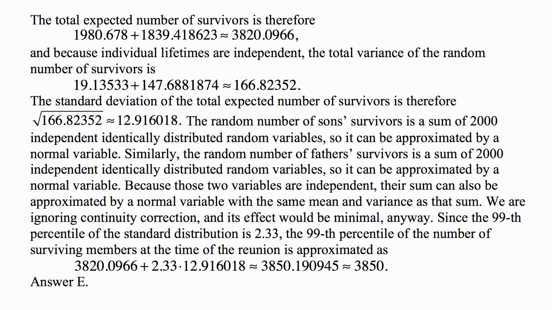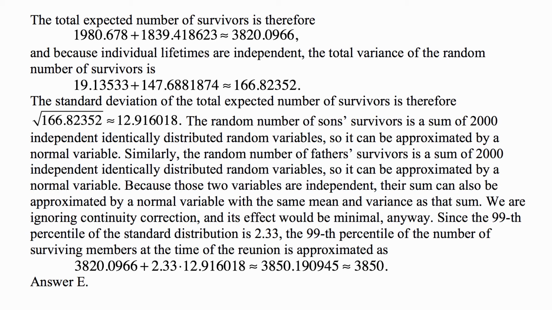147.6881874. And the total expected number of survivors is the sum of the two expected values. So that's 3820.0966. And because individual lifetimes are independent, the total variance of the random number of survivors is the sum of the two variances, because we can add variances for independent random variables. So that comes out to be about 166.82352, and the square root of that is the standard deviation. That comes out to be about 12.916018.